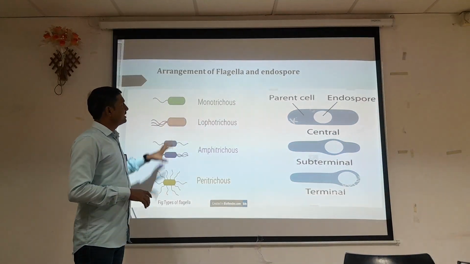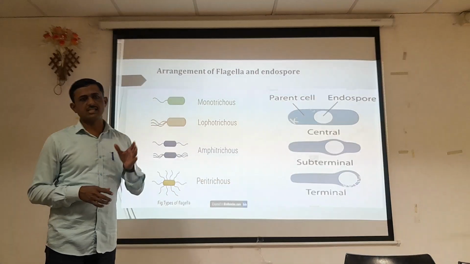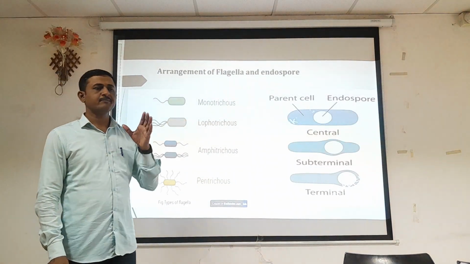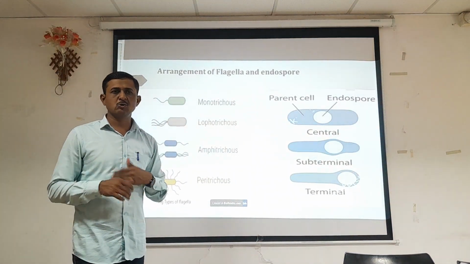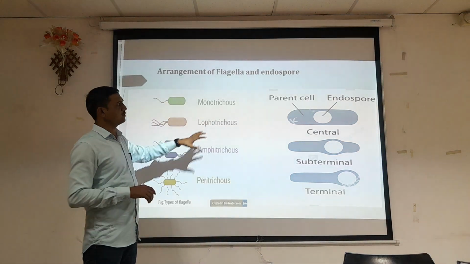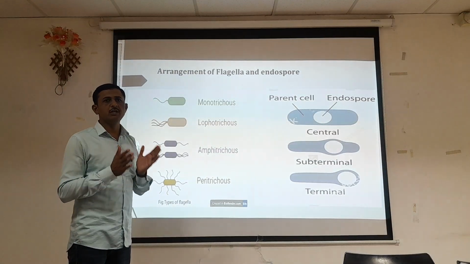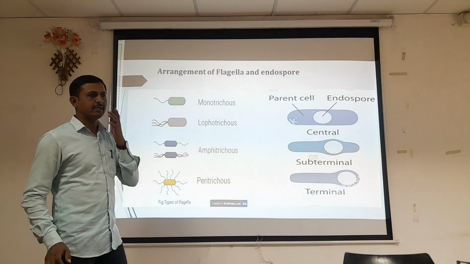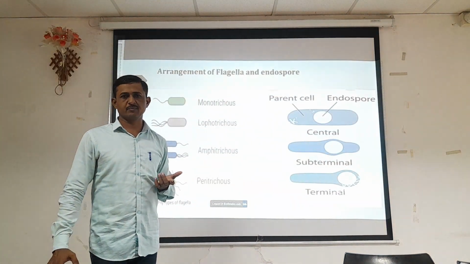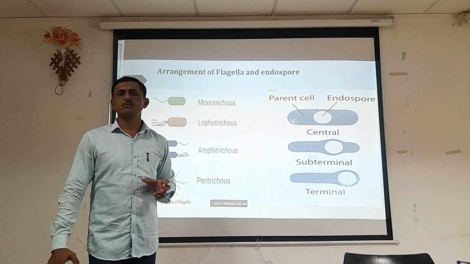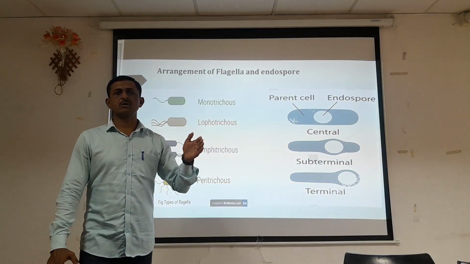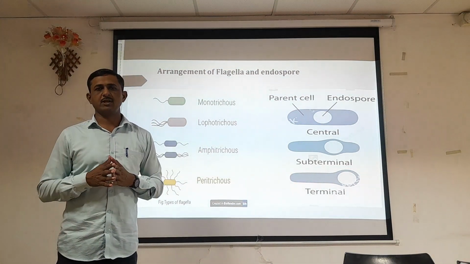The next point is the arrangement of flagella or presence of flagella and the ability to form an endospore. On that basis, you can also distinguish bacteria into different groups. Suppose we have observed bacteria when we stain for gram stain. Two types of culture we have stained. One is found gram positive, one is gram negative.